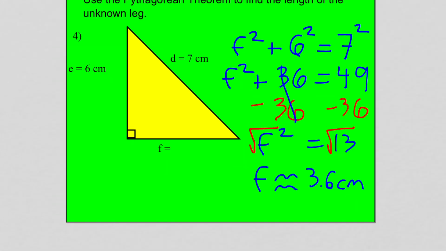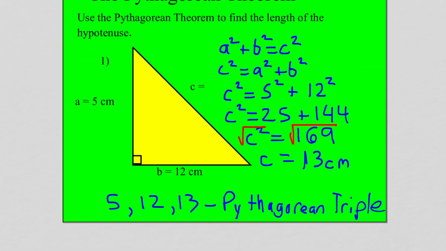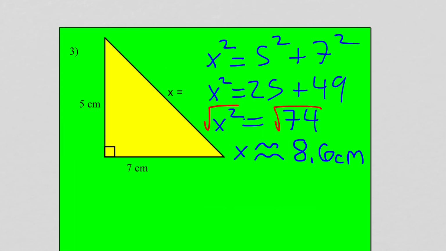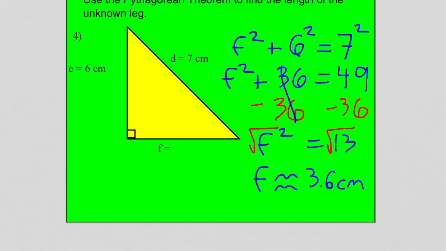There are 2 things you need to be able to do. The first thing is you need to be able to find the length of the hypotenuse, like we did in the first 3 questions. And then the second thing you need to be able to do is find the length of a missing leg, like we did in the last 3 questions. That will help you with your assignment today.